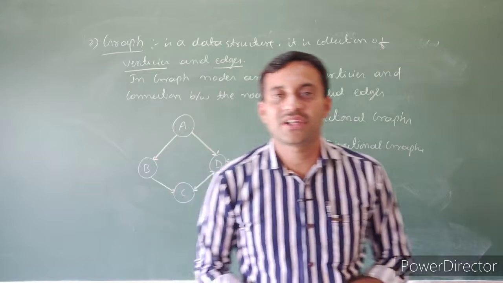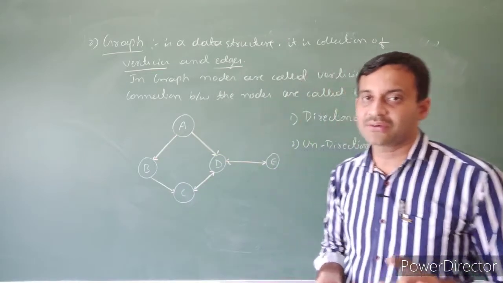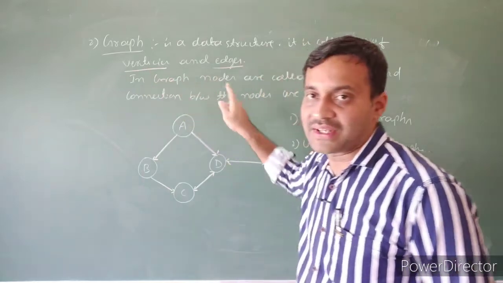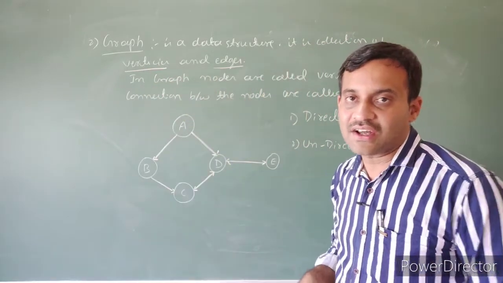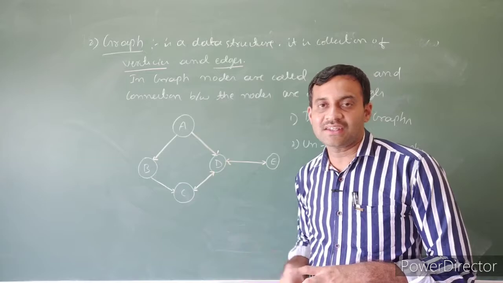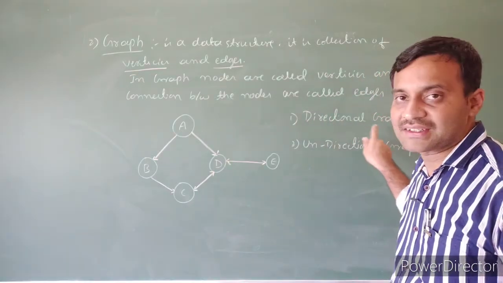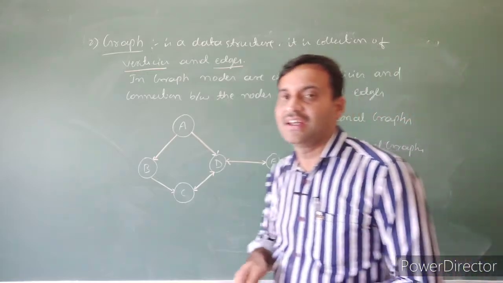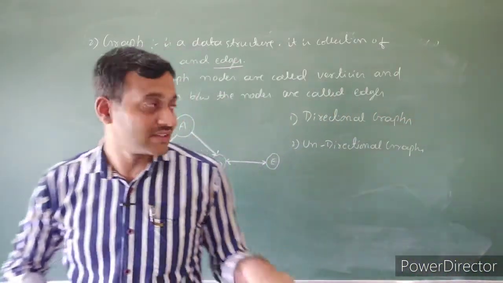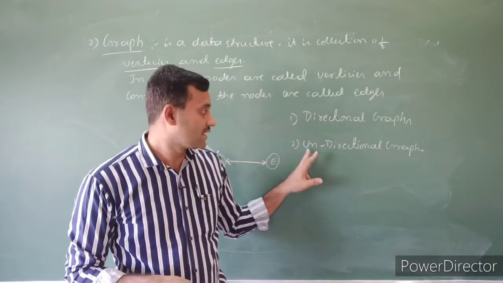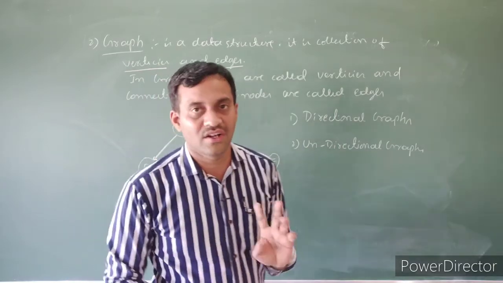So these are the concepts related to graph. In a graph, we just have to discuss what is a graph, then what are vertices and what are edges. Here vertices are the nodes, and edges are the connections between the nodes. There are two types of graphs, one is directional, another is undirectional. If the edges have a direction, that is called a directional graph. If the edges do not have any directions, that is called an undirectional graph.